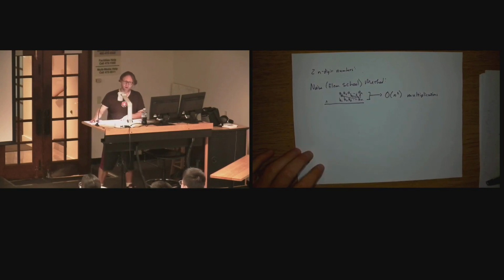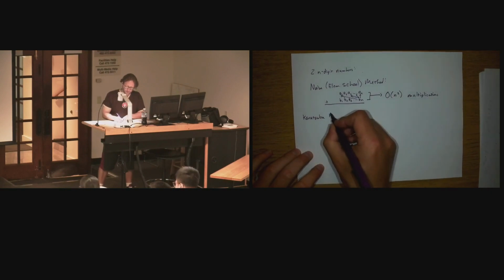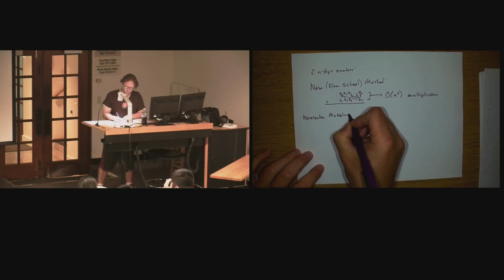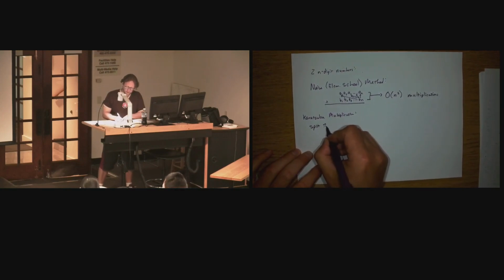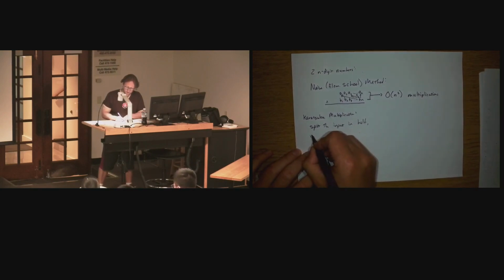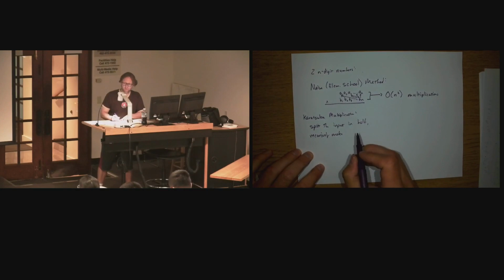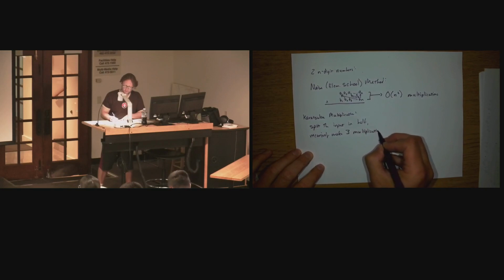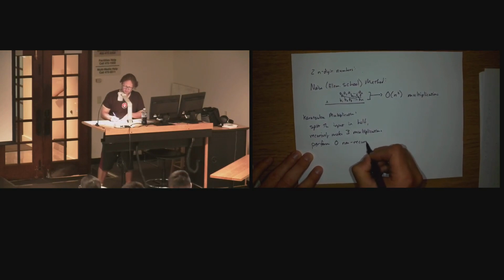But what about this method that I just showed you? It's called Karatsuba multiplication, where you split the input in half, recursively make, how many multiplications did I make again? 3 multiplications. And perform 0 non-recursive multiplications.